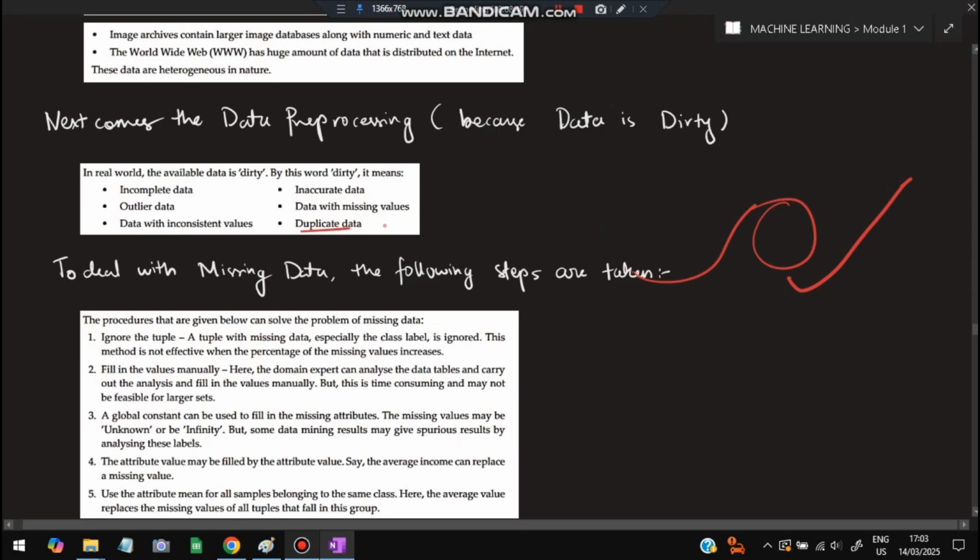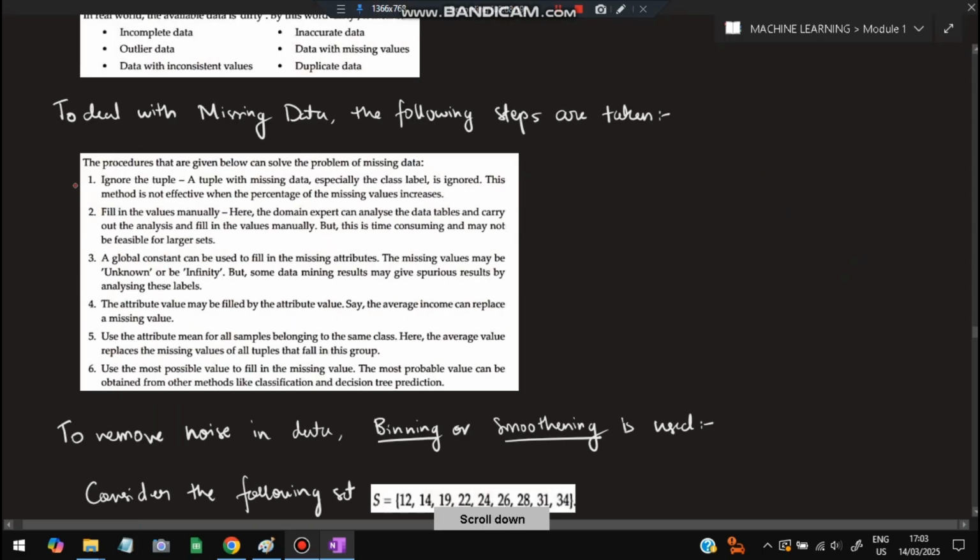Next is duplicate data. Like this graph is there, again this graph, again this graph for the same result. Why are there three graphs? That is useless data. So we have to clean the data. To clean the data, the following steps are followed. First is ignoring the tuple. If there is missing data, the whole row can be ignored. That is called ignoring the data. Then fill the data manually: if it is missing data, you can fill it manually also. A global constant can be used: wherever there is an empty space, everywhere I will fill it.